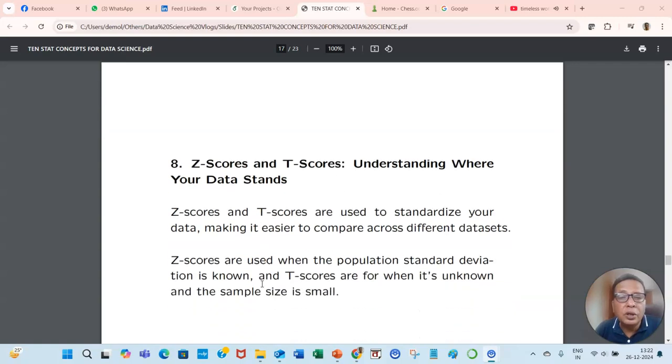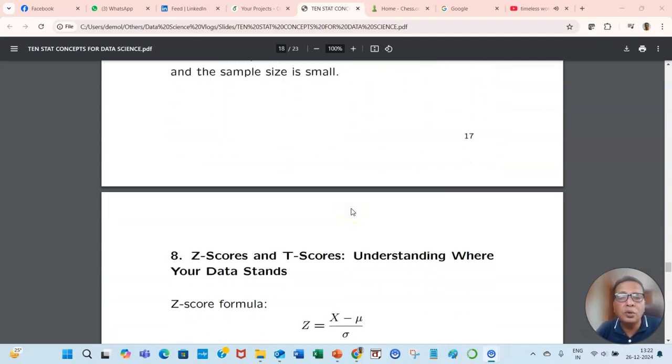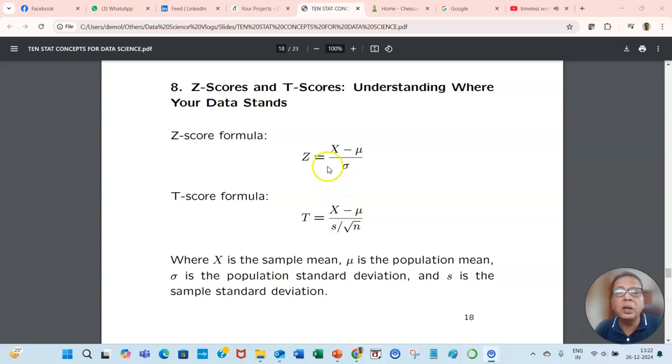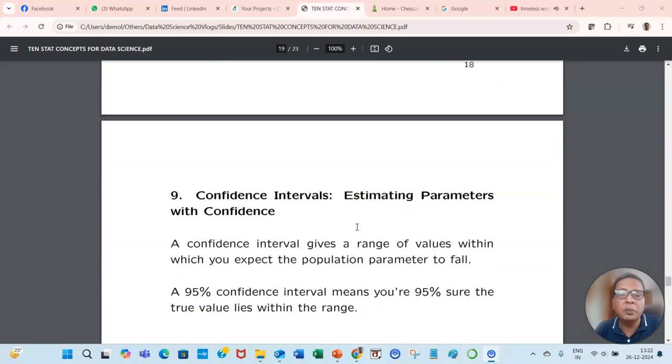Then z-scores and t-scores. When sigma is known, we use z-score. When sigma is unknown, we use t-score. And the formulas are z equals x minus mu by sigma, which is normally distributed. And when sigma is unknown, we use t equal to x minus mu by sample standard deviation s by root n. And based on this, we do the hypothesis testing.